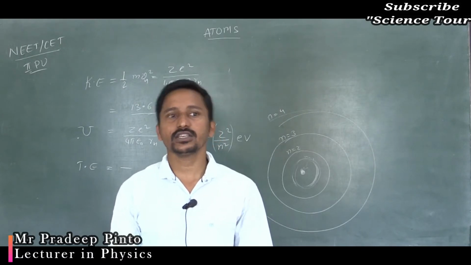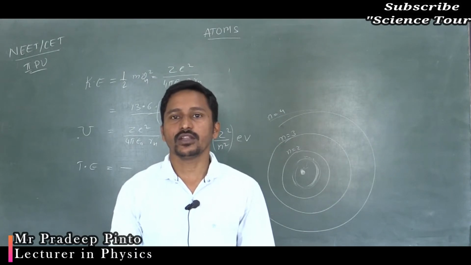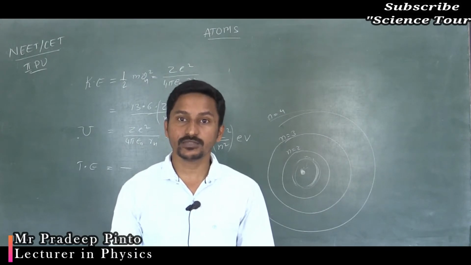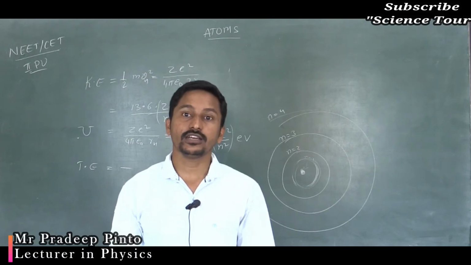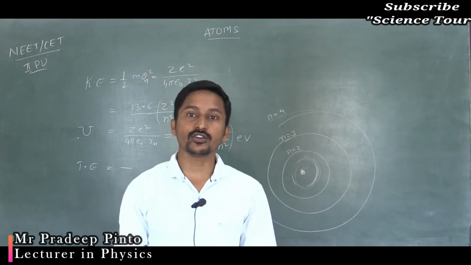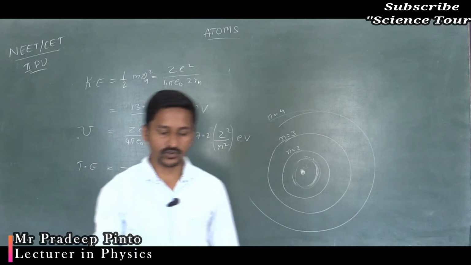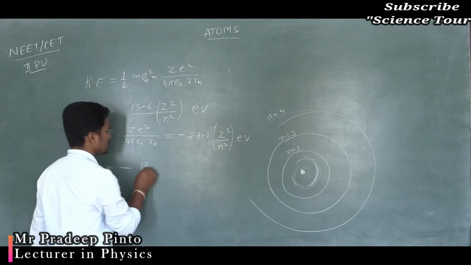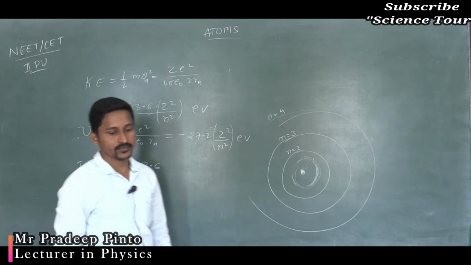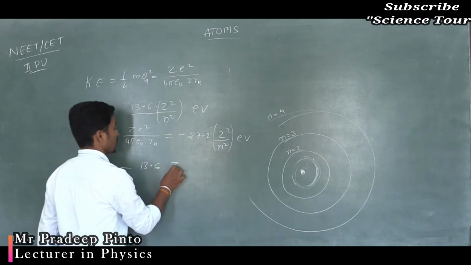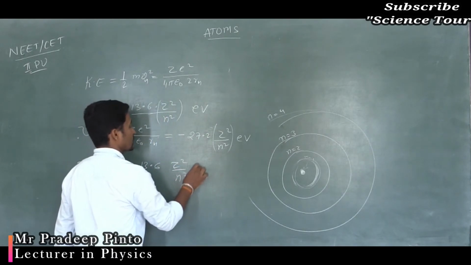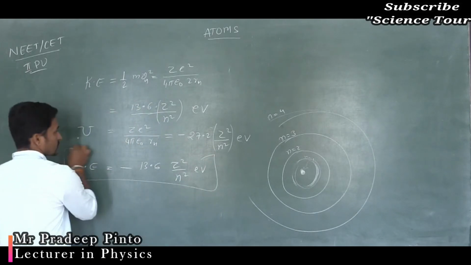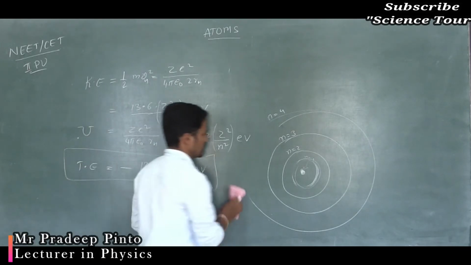Positive energy means it can go anywhere, it is free. Zero energy also means it is free. Negative energy means it is bound. The nucleus is going to control the electron, making it a bound system, and the energy is minus 13.6 Z square by n square eV. This is the case of total energy.